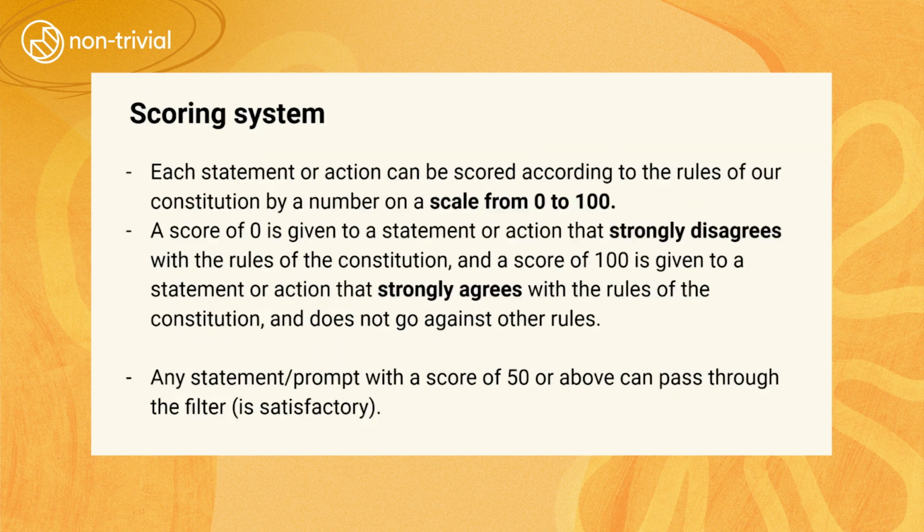Here we showcase our scoring system and see how it helps the model tune and improve our constitution for us. Each statement or action can be scored between 0 and 100, 0 being bad, 100 being good in the simplistic sense, and as a threshold, we might say that any statement or prompt with a score of 50 or above can pass through the filter, i.e. is satisfactory. There's clearly room for improvement with cost functions and sigmoids for determining the threshold, and we might have topic-specific thresholds and those that are context-specific. For example, if a child is conversing with a model, we raise the threshold.